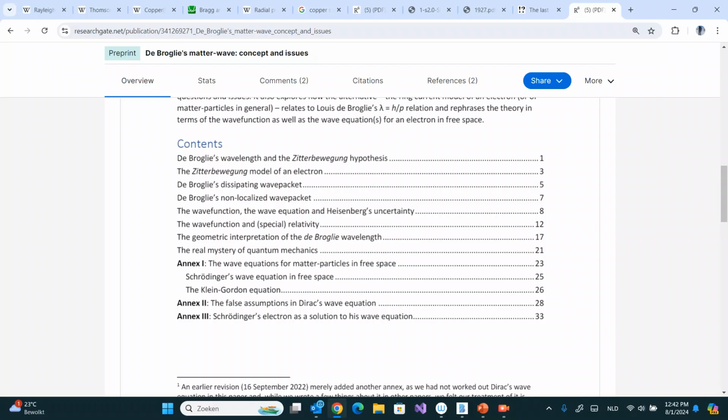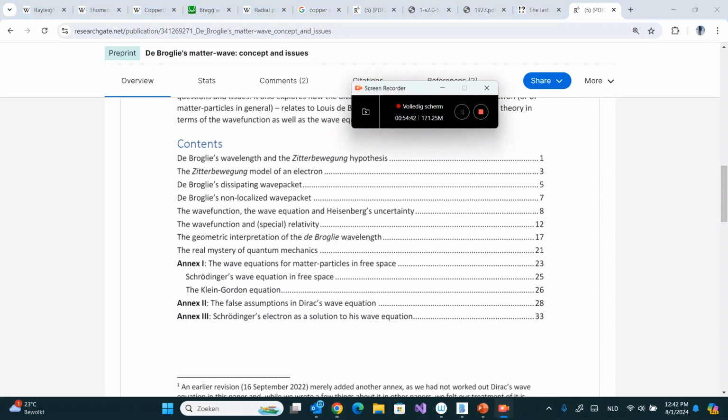And then I talk about Dirac's wave equation, why these assumptions that he has are probably not correct, and therefore give rise to these infinities and runaway electrons and whatever.